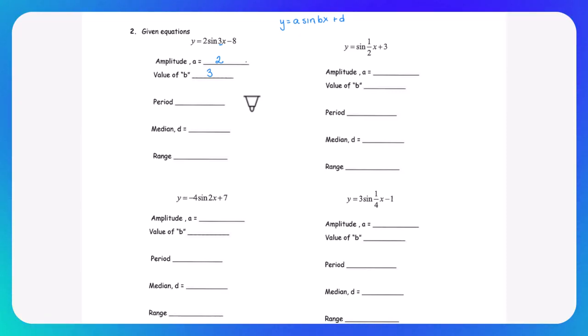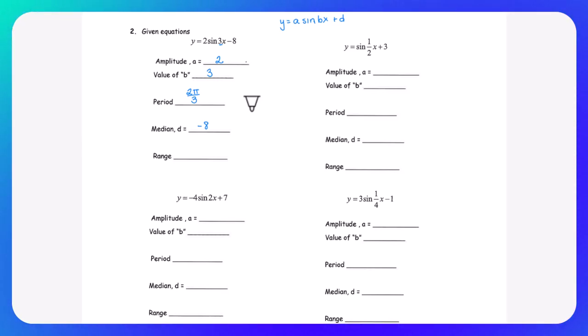Okay, so now that means we have a period which is going to be 2 pi over the b value, or 2 pi over 3. Now this one here, 2 and 3 are prime numbers. We can't divide them, so we're done. Now what about that median value? Well, the median value is our d value, and in this case, it's going to be -8. And notice that I kept that negative. So for the d value, you got to keep the negative value there.